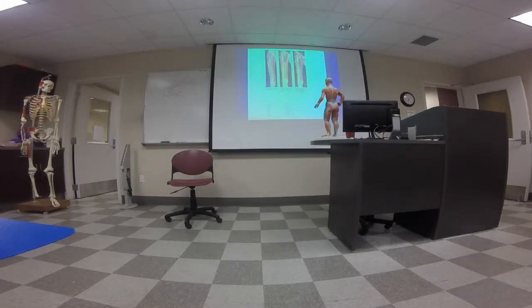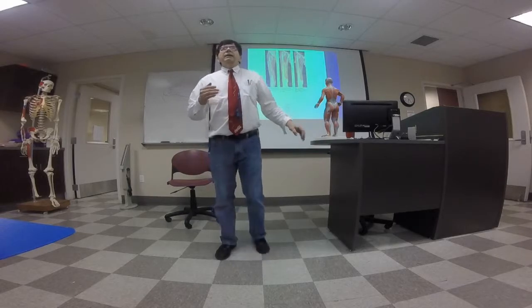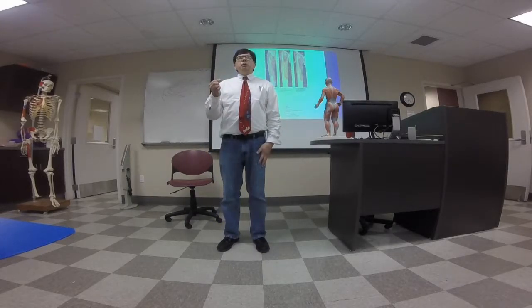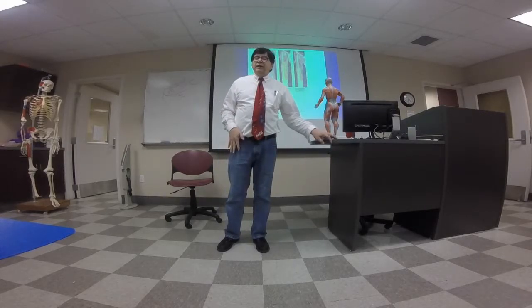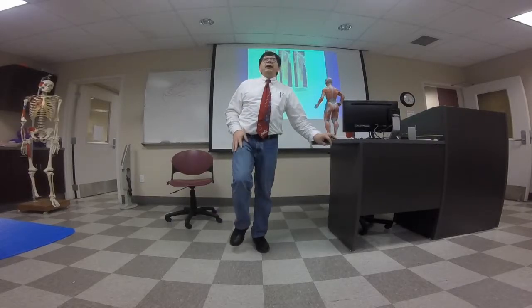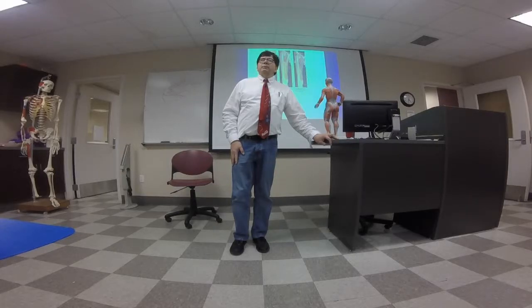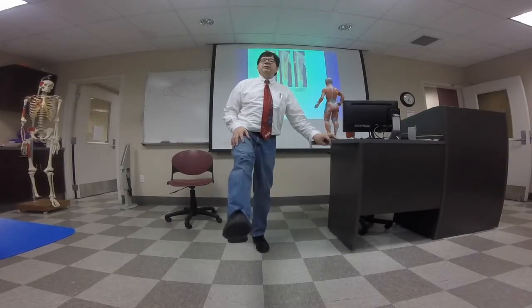Now, the reason that the rectus femoris is different from the other 3 muscles is that it crosses both the hip joint and the knee joint. Okay? So by virtue of the fact that it crosses the hip joint, it assists with flexion of the thigh. Okay? By virtue of the fact that it crosses the knee joint, it assists with extension of the knee.